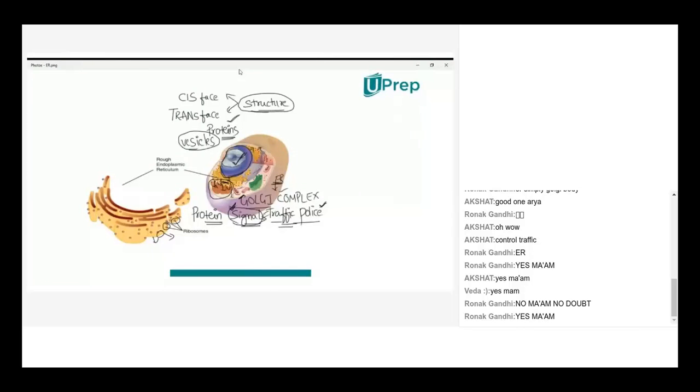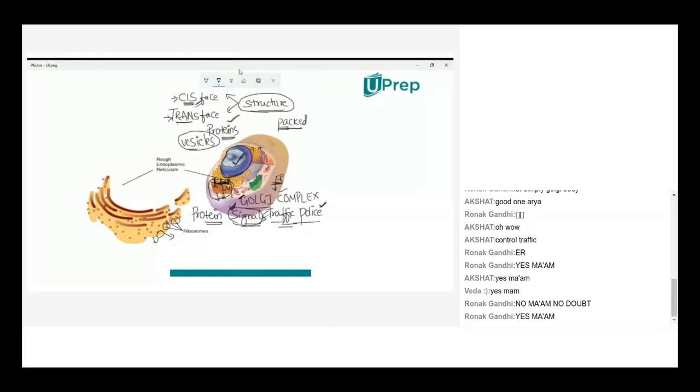So what do cis phase and trans phase mean? Suppose we are getting the proteins from here, from the endoplasmic reticulum. The receiving end of the proteins from the endoplasmic reticulum, that receiving part, is called the cis phase of Golgi complex. Once they get the proteins, they will be packed. We'll see this in the functional aspect of Golgi complex. For the time being, just understand that the proteins received at the cis phase will be packed by the Golgi complex and sent to the destined part through the trans phase.